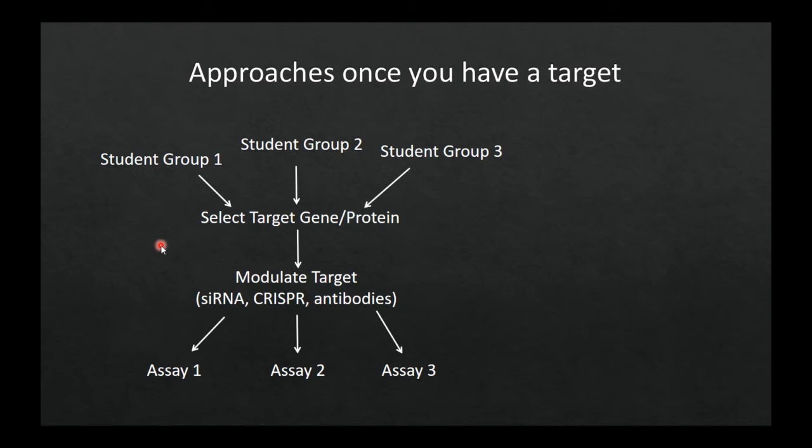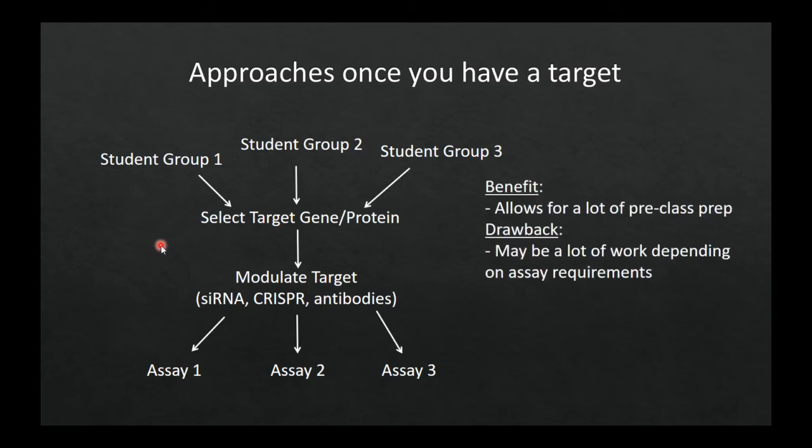And so this is the approach that we've used most often, and I'll share with you what this looks like for a specific protein, for the one protein that we identified in our screen. And a big benefit of this is it allows a lot of prep because I know what siRNA I need to get and what materials I'm going to need at the beginning of the semester. A potential drawback is that this can be a lot of work for the instructor and for the students depending on the assay requirements, because they're going to have to optimize this and sometimes depending on how long it takes you to pick the target and optimize and teach them the transfection or the antibody treatments, that can push you further along in the semester.